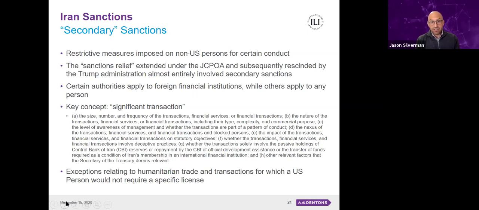Another thing to note about secondary sanctions is that there are likewise exceptions relating to humanitarian trade, and for transactions for which a U.S. person would not require a specific license. Many general licenses are written specifically to relieve a person of an obligation, and since those obligations are largely aimed at U.S. persons, a lot of the general licenses only really speak in terms of U.S. persons. But if a non-U.S. person is going to engage in a transaction that, if they were a U.S. person, it would be covered by a general license, that conduct is not considered a significant transaction under existing OFAC guidance. Next slide, please.